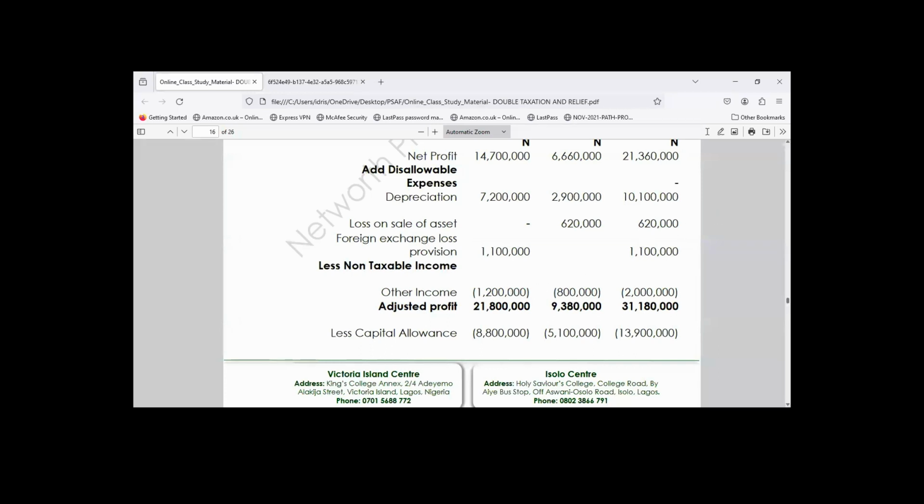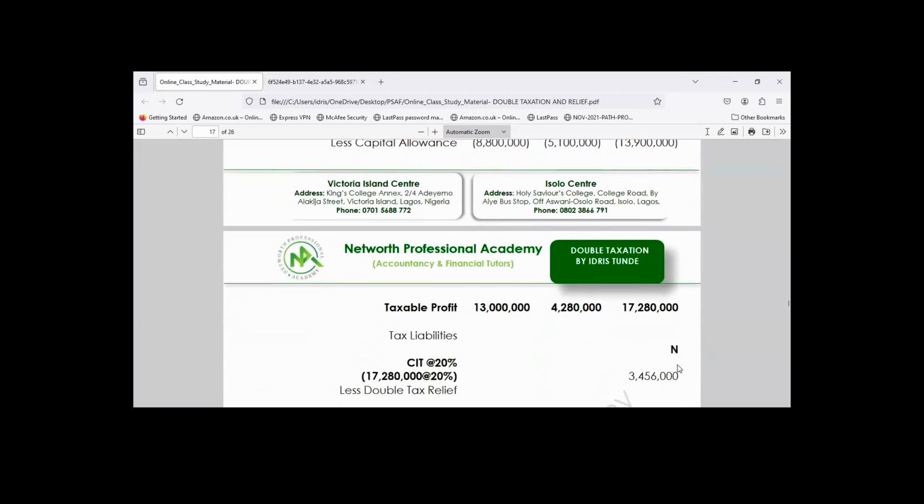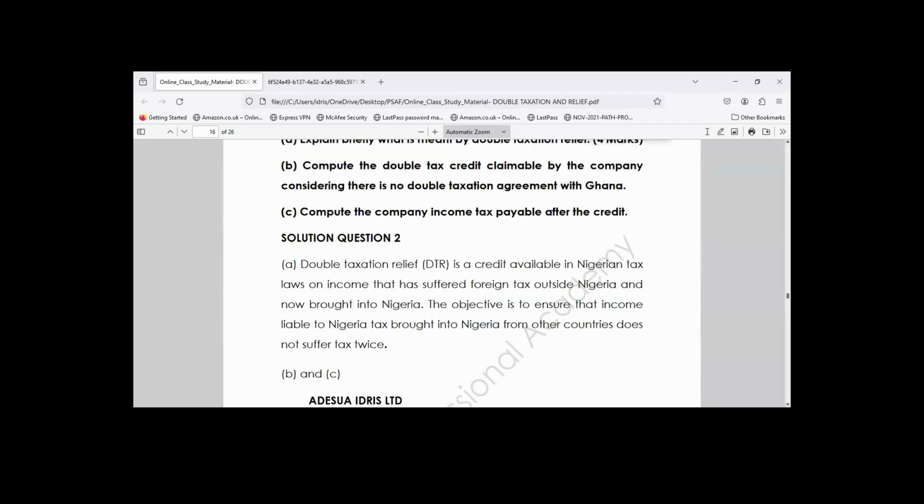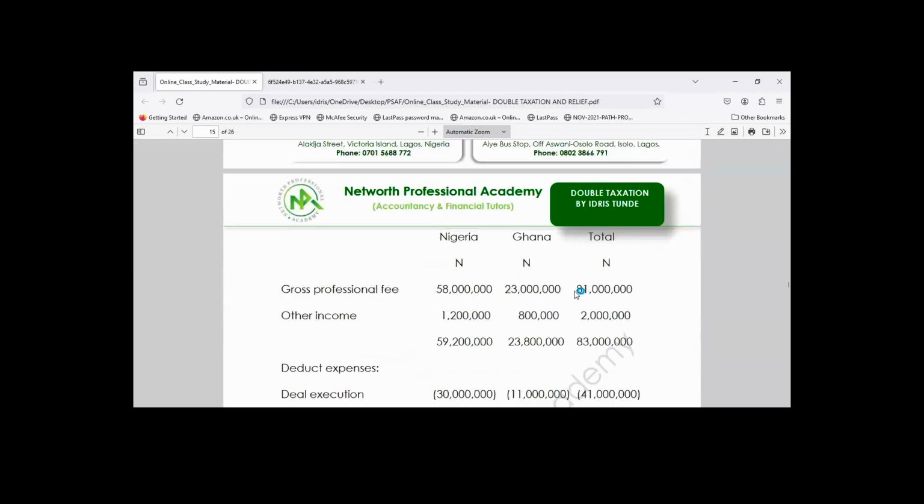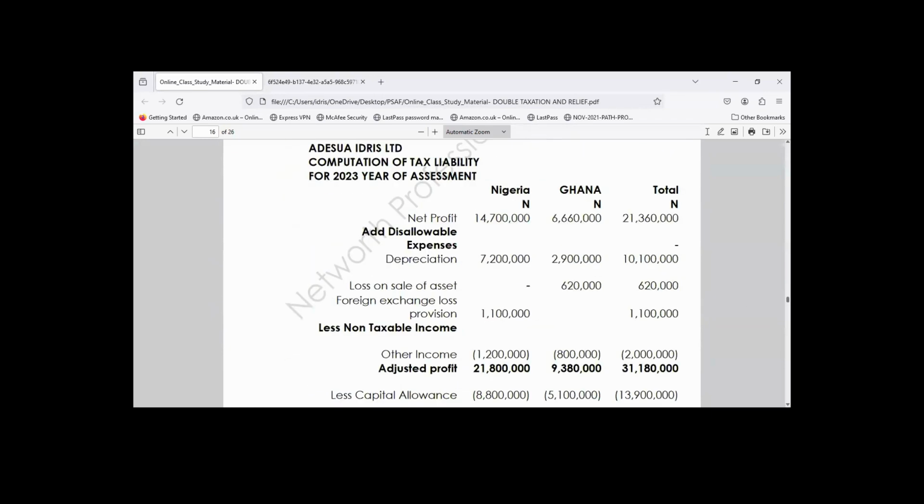You remove them. Because if you want to compute adjusted profit, you add disallowable expenses, less non-taxable income. At the end of the day, you get your adjusted profit for the two of them. You now less capital allowance. You now get your taxable profit for the two of them. You now compute your tax liability. For these two companies, the turnover is less than 100 million. So the company income tax that they are going to pay will be at 20%.